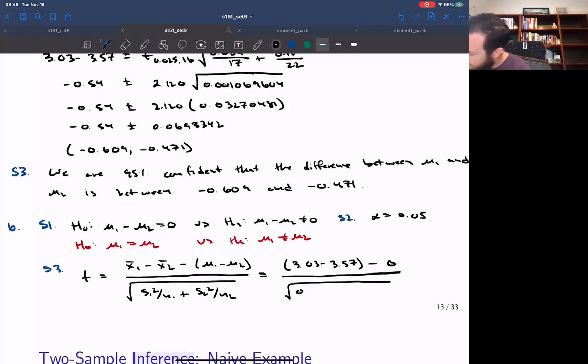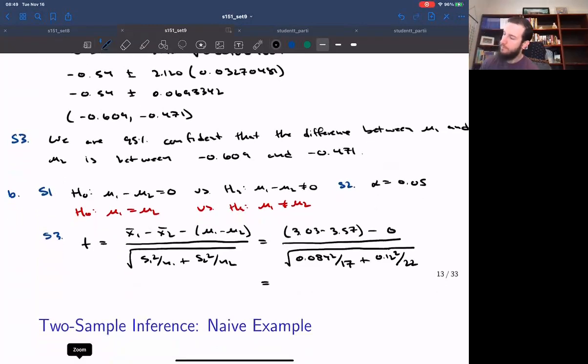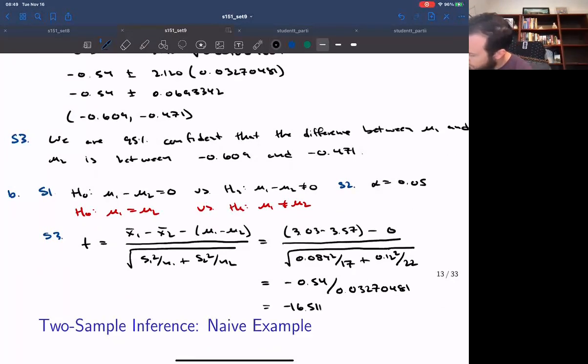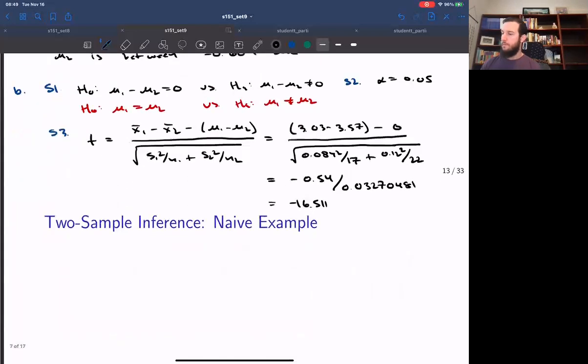Okay, and then here we're going to have 0.084 squared over 17 plus 0.12 squared over 22. Okay. So that's going to be negative 0.54 divided by 0.032704481. And that gives us negative 16.511. All right.